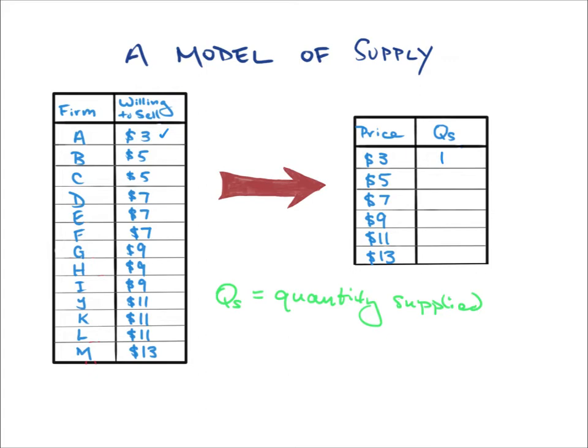If the price increases to $5, then both A and B, 2 firms, would be willing to sell hamburgers. I'm sorry, that's wrong. A and B and C. So there are 3 willing to sell at a price of $5. If the price goes to $7, then there are an extra 3, so a total of 6 firms would sell hamburgers. If the price goes to $9, another 3, so 9 hamburgers would be sold. At a price of 11, there are 12 hamburgers. At a price of $13, 13 hamburgers would be sold.